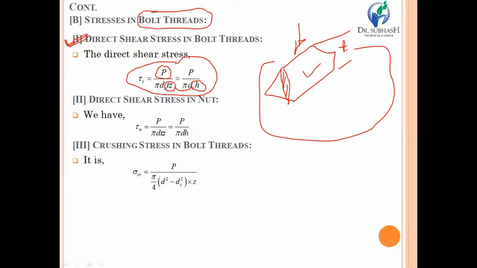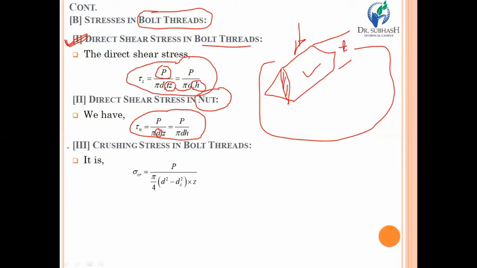Once you have calculated the direct shear stress in the bolt thread, you also have to apply the same procedure for the threaded portion in the nut. The equation is similar, except that in place of the core diameter, you have to use the outer diameter, because the thread of the nut is sheared off from the outer diameter. So kindly consider the outer or larger diameter in place of the core diameter.